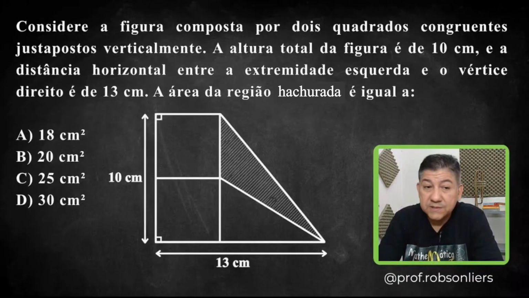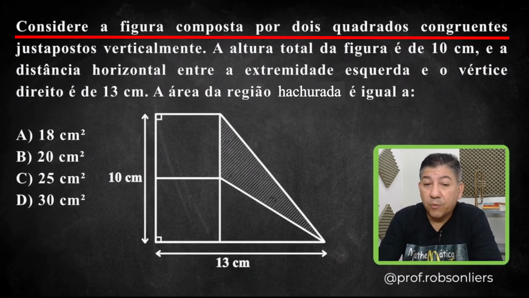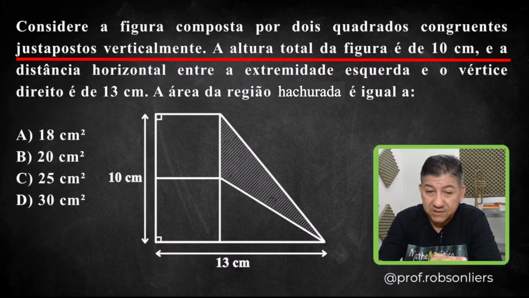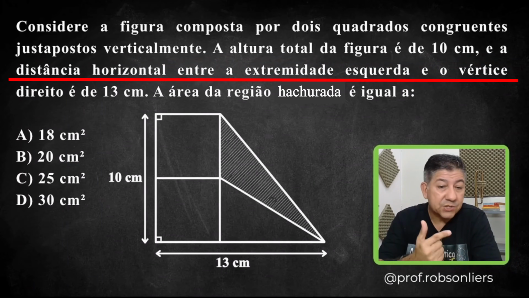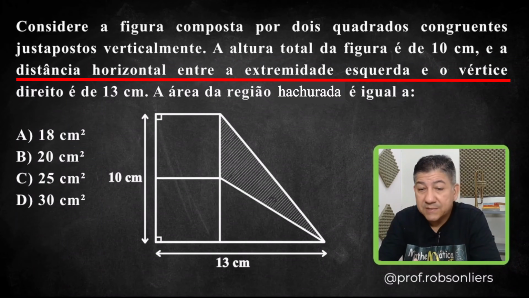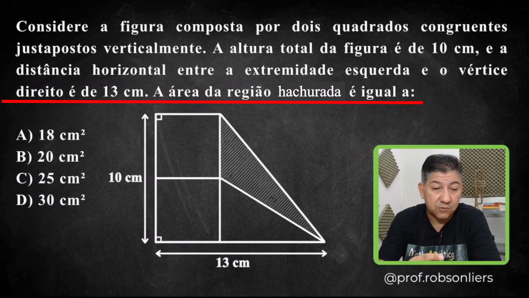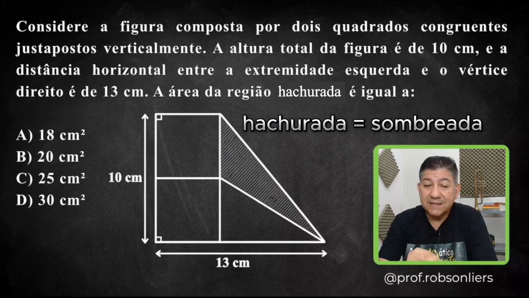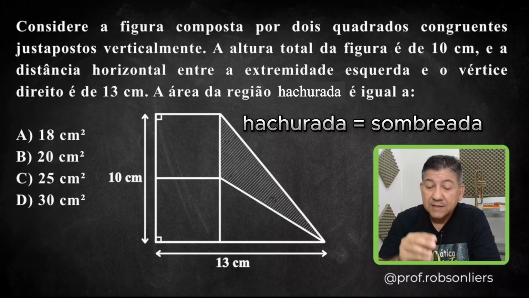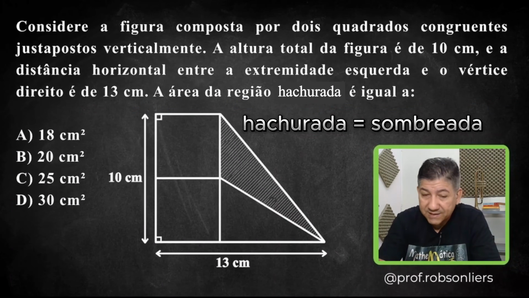Here's what the problem says. Consider the figure composed of two congruent squares placed vertically side by side. The total height of the figure is 10 centimeters and the horizontal distance between the left edge and the right vertex is 13 centimeters. What is the area of the shaded region? Guys, shaded means the same as hatched, okay? So we want to find this shaded region of the figure.